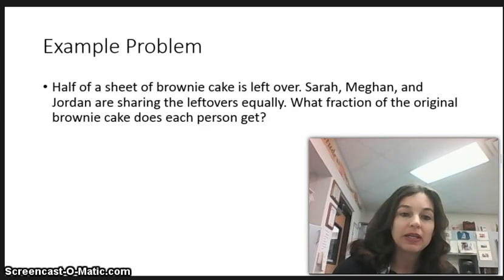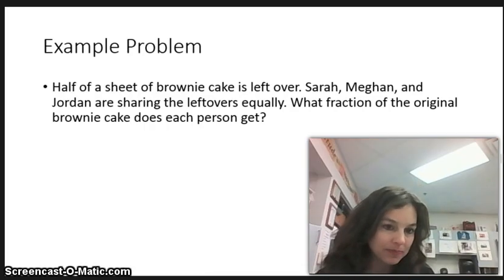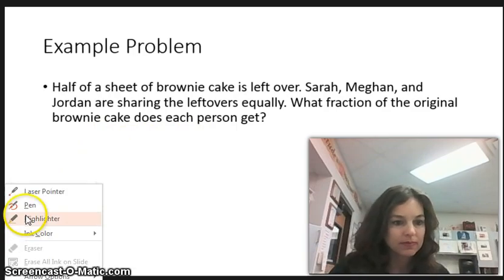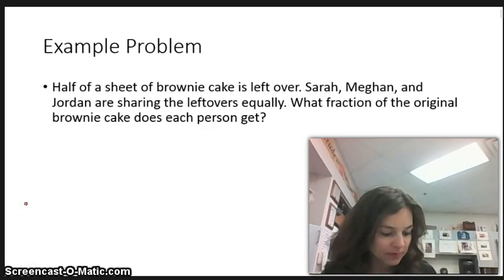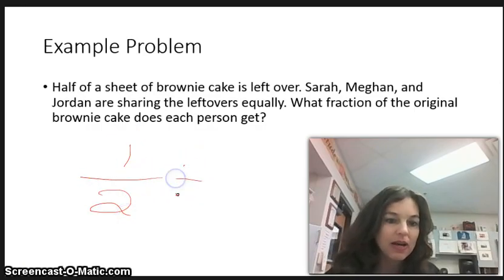Half of a sheet of brownie cake is left over. Sarah, Megan, and Jordan are sharing the leftovers equally. What fraction of the original brownie cake does each person get? Okay, so I have 1/2 divided by 3 because there's 3 girls.